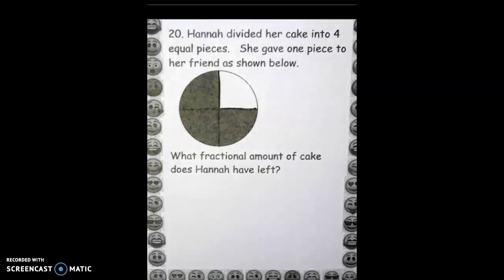Hannah divided her cake into 4 equal pieces. She gave 1 piece to her friend as shown below. What fractional amount of cake does Hannah have left?